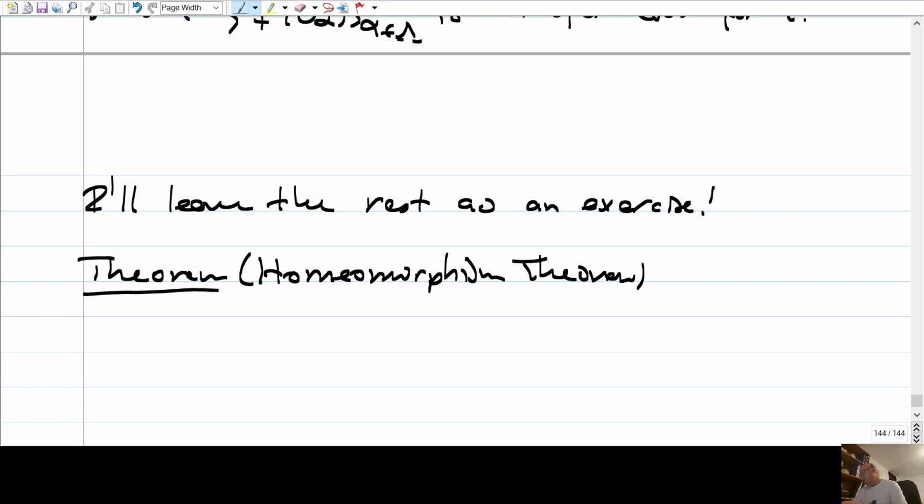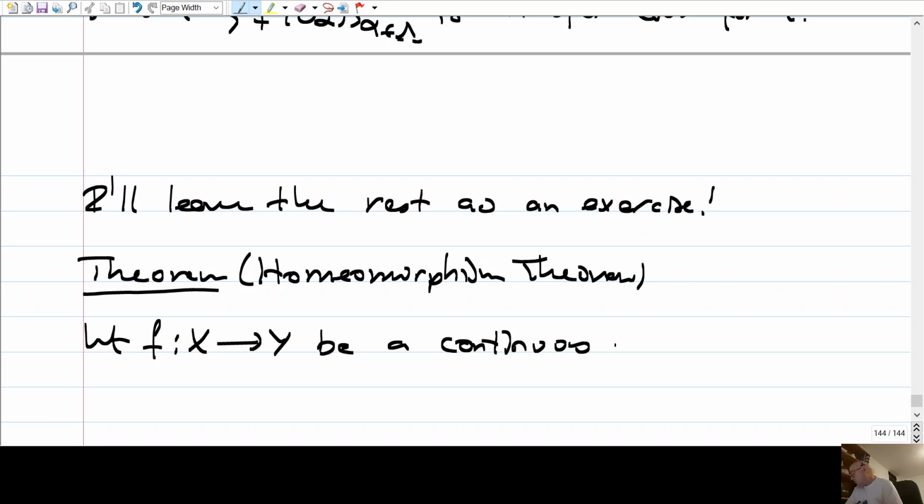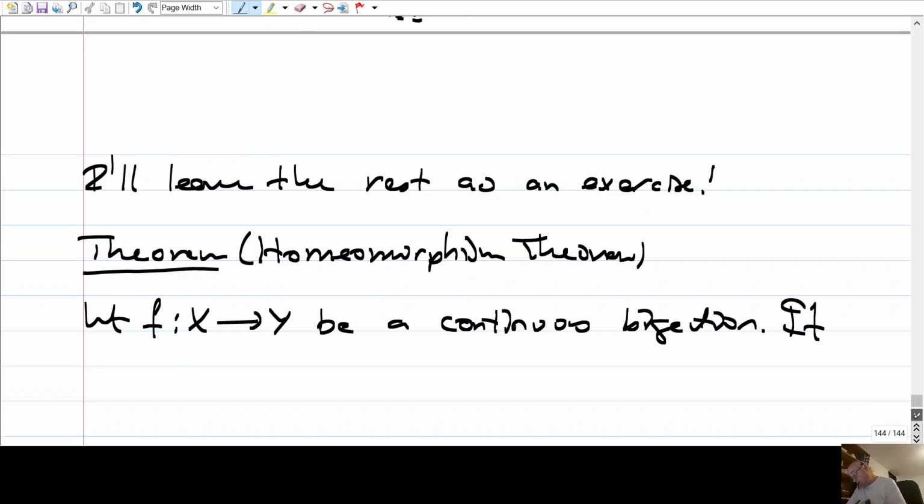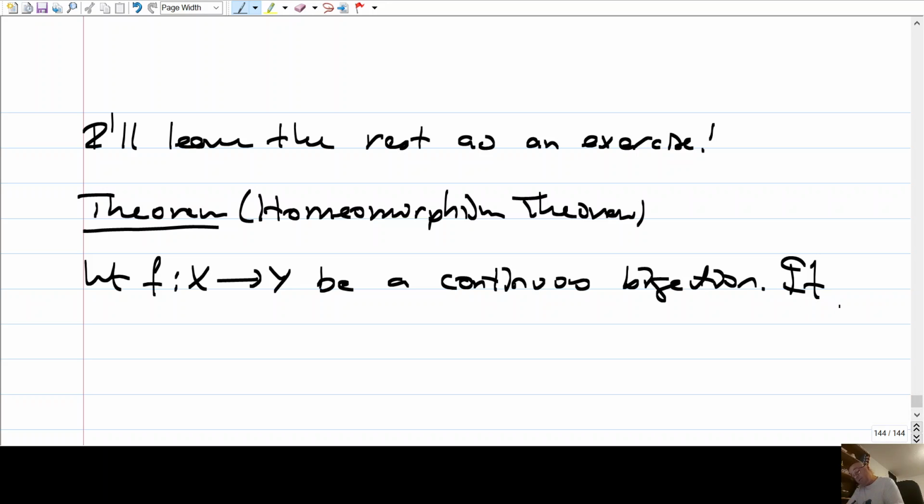It gives us the following. Let f be a continuous bijection. So it is one-to-one, onto, and continuous. Therefore f inverse exists, since it's a bijection, but we are not sure whether f inverse is continuous. The theorem is this: if X is compact, then f is a homeomorphism.